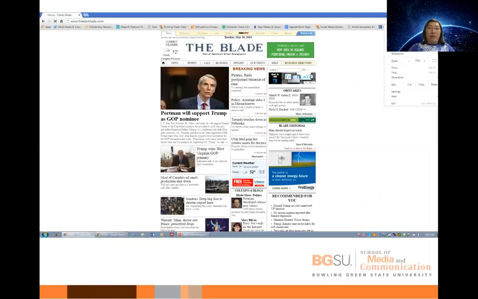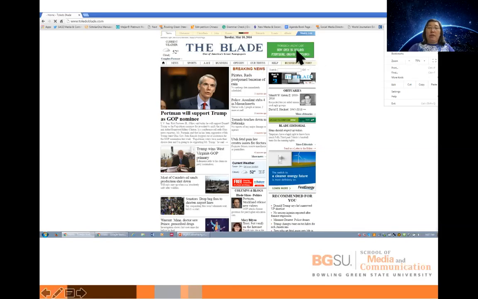So let's look at this here, the Toledo Blade advertisement. How many ads do you see? How many banners do you see? You may only see one, or maybe none. The most obvious one is probably this one, on top near the title of the newspaper. This is a ProMedica advertisement. But actually there are five.